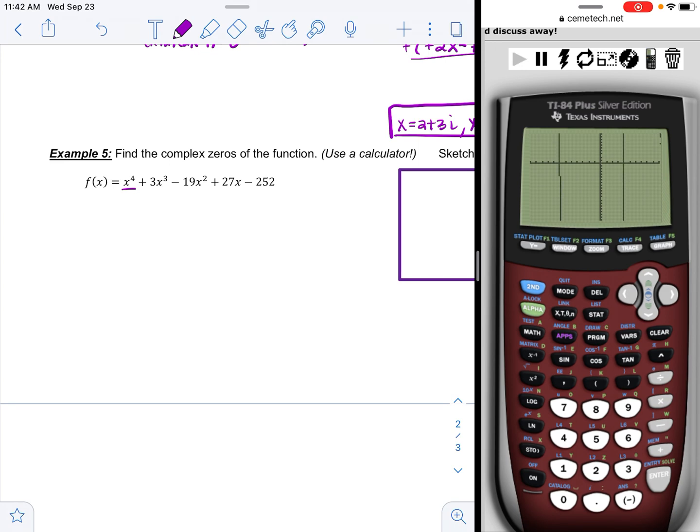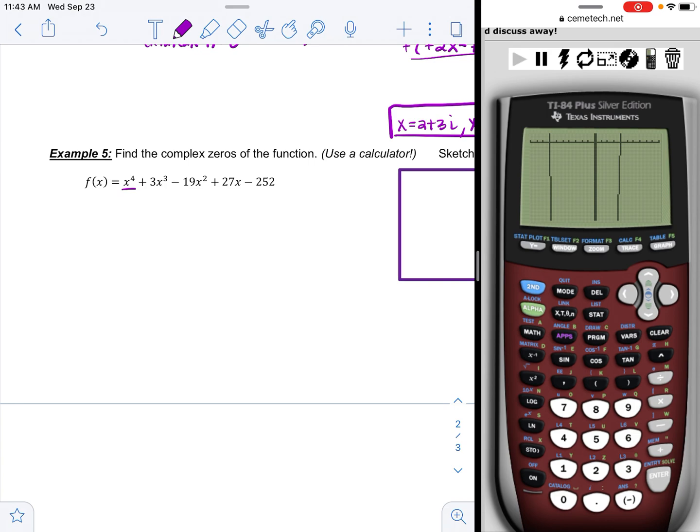Hit graph. It's still not long enough there. So I'm going to go window negative 50. So it looked like I was still far from it. Graph. Nope. All right, window negative 100. I just want to see what the bottom of the graph looks like. Negative 100. And I'm going to change this back up to negative 10 because that's what it's supposed to be. Still nothing. All right, so I still have nothing.